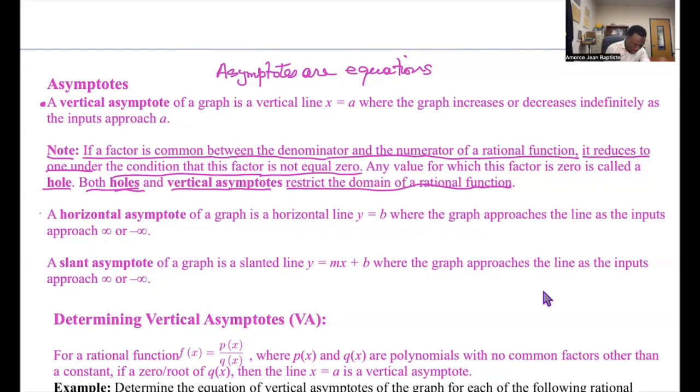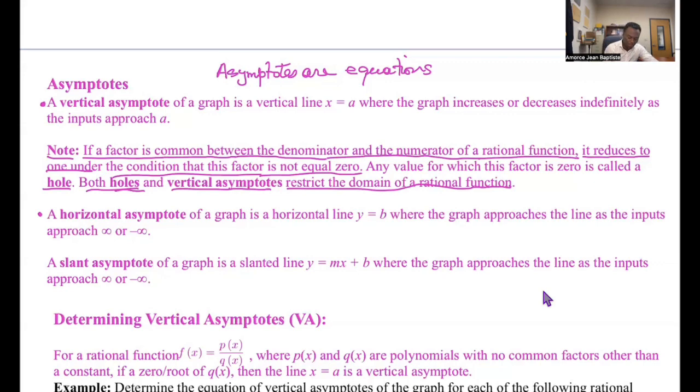Also, we can talk about the horizontal asymptote. The horizontal asymptote is a line y equals b, where the graph approaches the line as the variable x approaches infinity, or increases indefinitely. If the graph approaches this line as x goes right indefinitely, or left indefinitely, then you know that you have a horizontal asymptote.